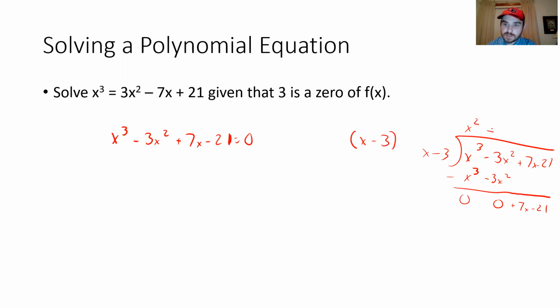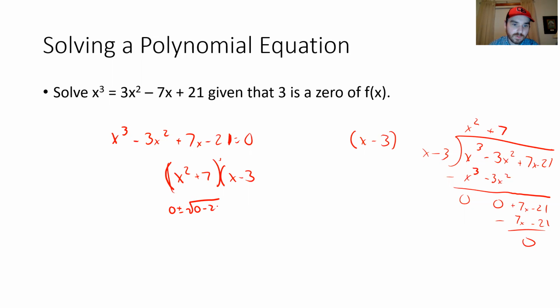7x, this will go in 7 times, so plus 7. And when we multiply this down, we'll get 7x minus 21, which when we subtract is 0. So we have x squared plus 7 left, basically. x squared plus 7 times x minus 3. This is our full factorization now, and we're going to go ahead and factor this x squared plus 7. So again, we can just use the quadratic formula. So we'll have 0 plus or minus the square root of 0 minus 4ac, which is 28, all over 2.